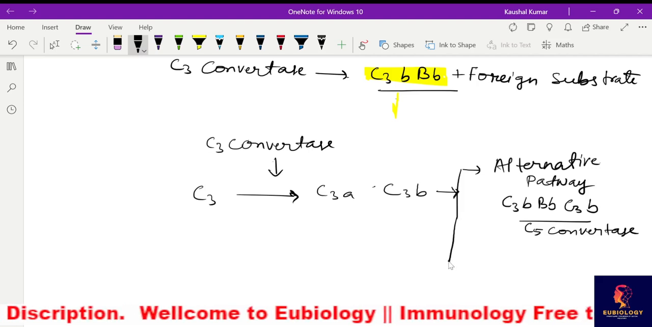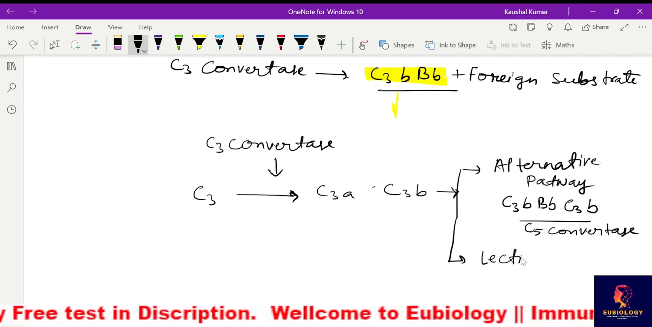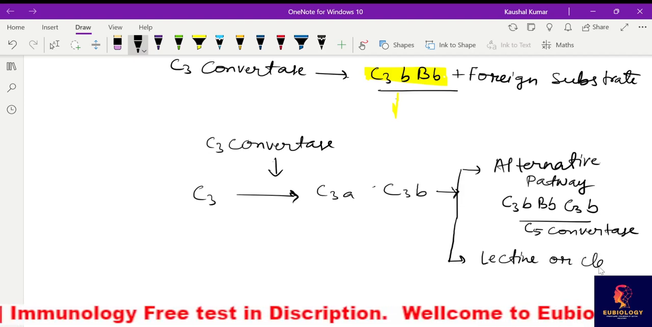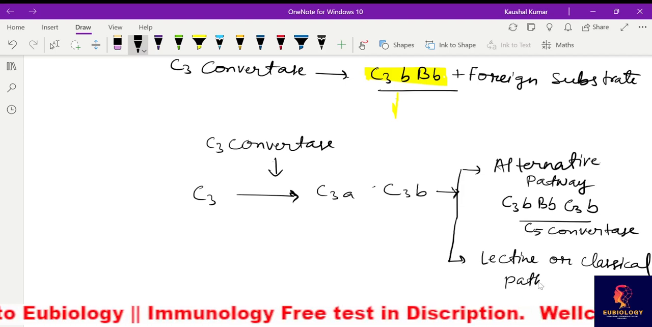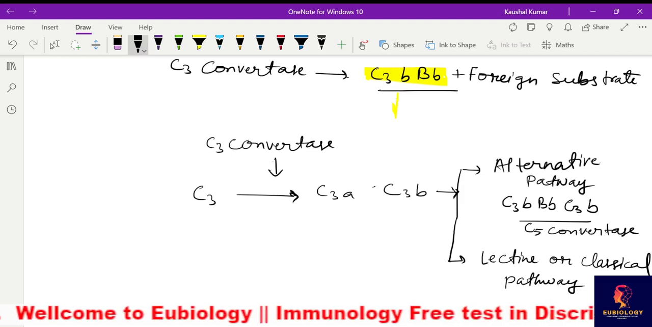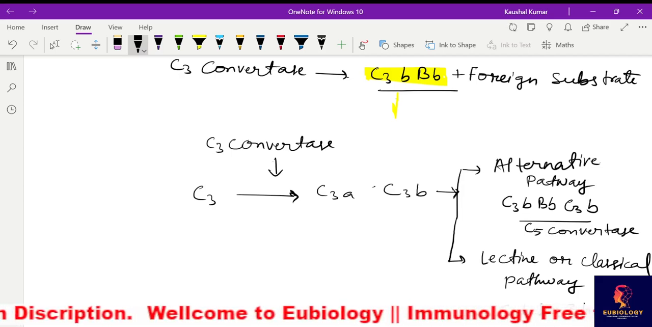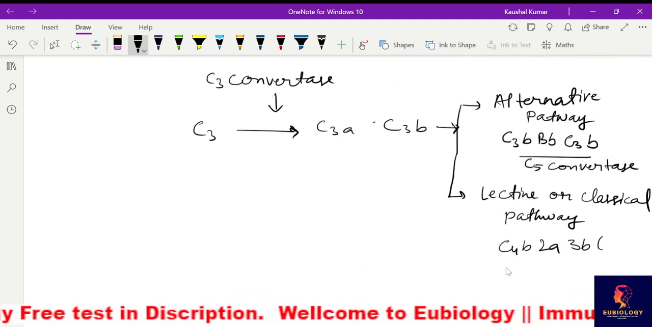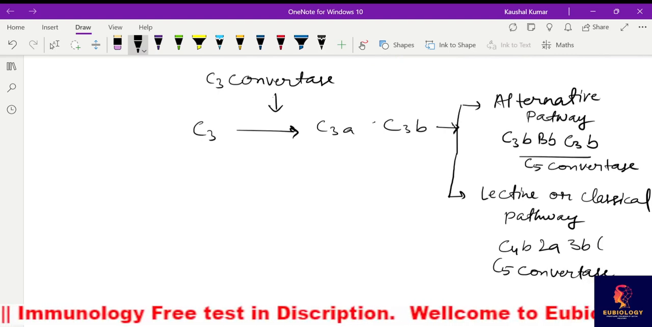Now, other than the alternative pathway, it can help in the lectin or classical pathway, and this pathway will give the proteins C4b2a3b. This is our C5 convertase. So finally, we found the C5 convertase.